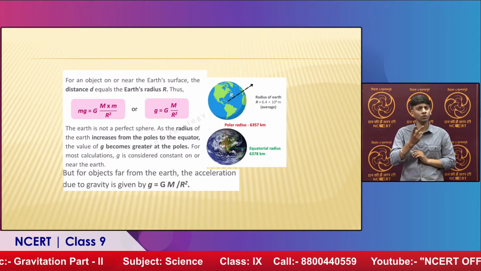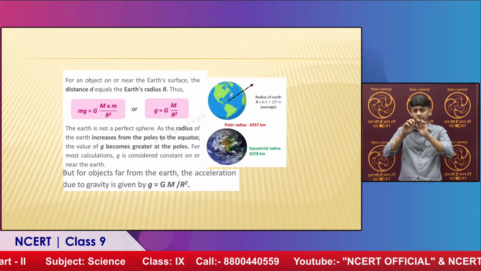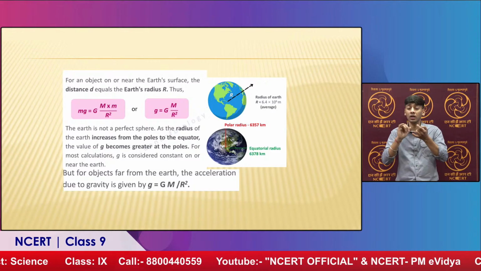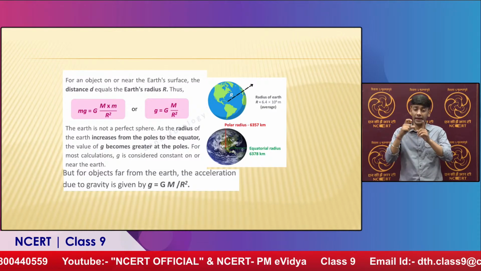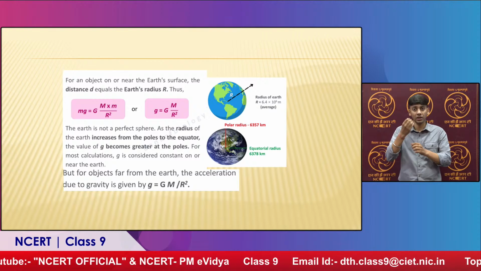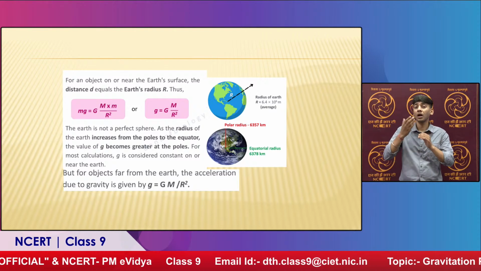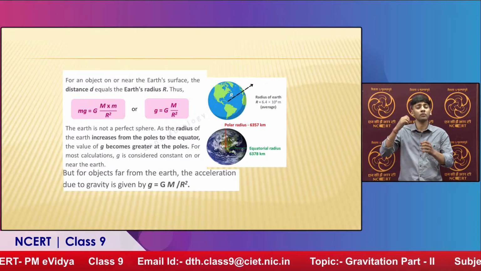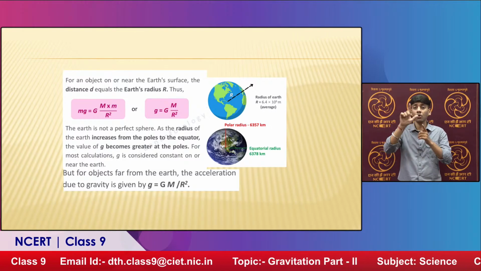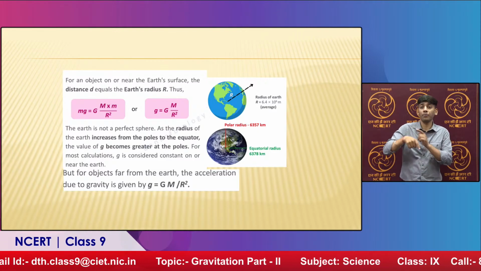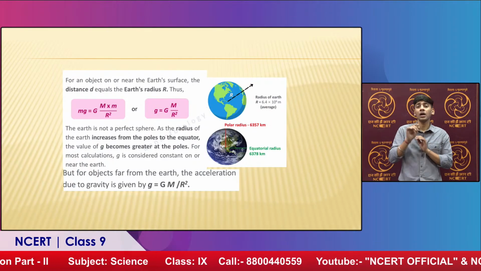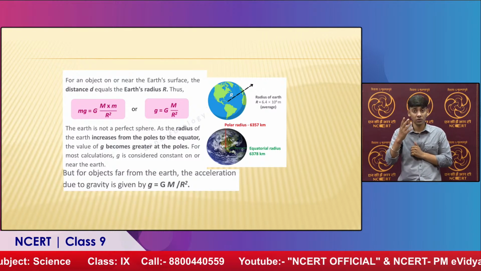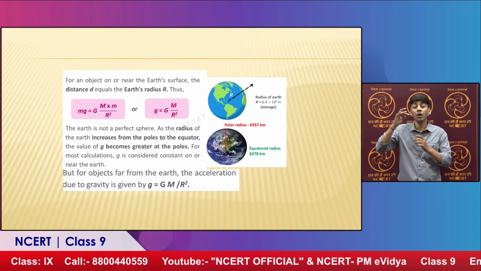Now, in these two figures, you can see that the earth is not a perfect sphere. The polar radius, the distance between the poles and the center of the earth, is smaller than the equatorial radius. Yes. So, since R is in the denominator, if the value of R is less, then g will be more. So, g will be greater at the poles than at the equator, because the polar radius is smaller and the equatorial radius is greater. Is it clear? Yes, ma'am. So, the earth is not a perfect sphere, as the radius of the earth increases from the poles to the equator. The polar radius is 6357 kilometers and the equatorial radius is 6378 kilometers. So, the value of g will be greater at the pole and lesser at the equator.